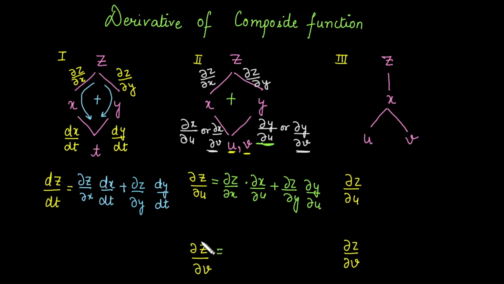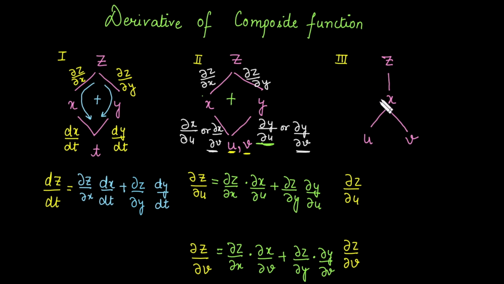Similarly, evaluate the partial derivative of z with respect to v. So for that we will take the partial derivative of z with respect to x into partial derivative of x with respect to v, plus partial derivative of z with respect to y into partial derivative of y with respect to v.